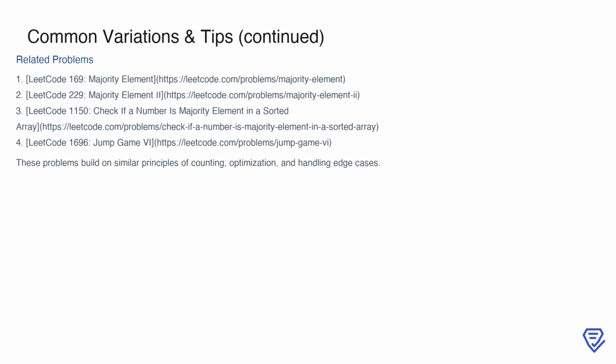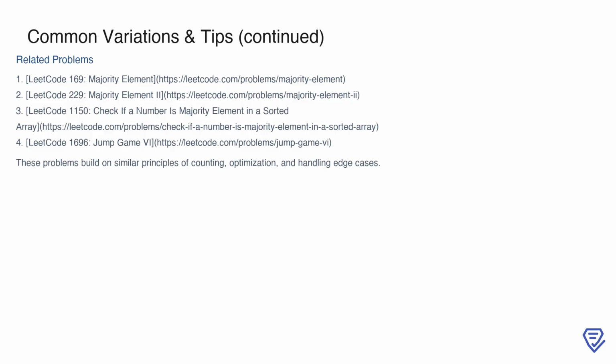To solidify your understanding, it's helpful to explore related problems that build on similar principles. For instance, LeetCode Problem 169, Majority Element, focuses on finding an element that appears more than half the time in an unsorted array. Another extension is Problem 229, Majority Element II, which requires identifying all elements that appear more than n/3 times. Of course, there's the current problem, Problem 1150, where the array is sorted, adding a unique twist.